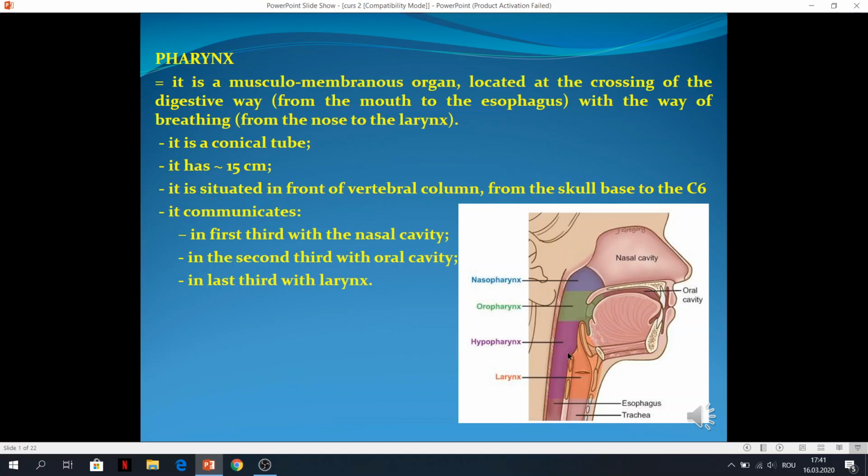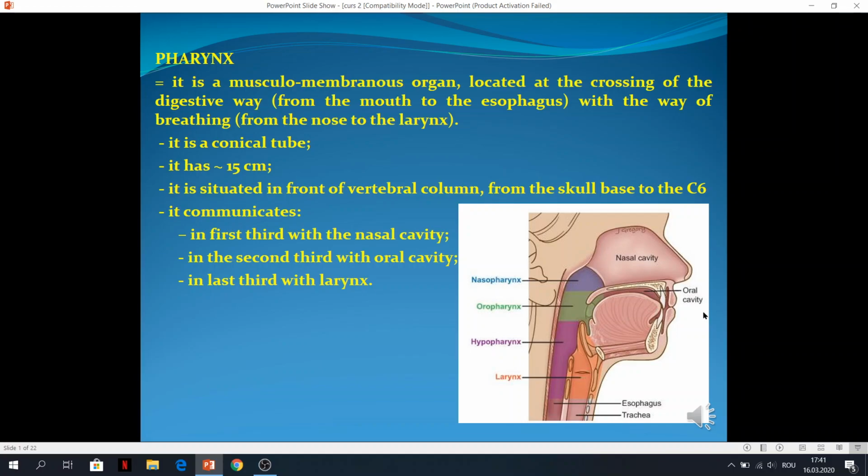If we take the pharynx, because of its position, we can consider it an organ which is a part of the respiratory system and at the same time a part of the digestive system. Let's see why. You can see that the pharynx can be divided into three parts: nasopharynx, oropharynx, and laryngopharynx. The name of each part is determined by its relations. So the nasopharynx is behind the nose, the oropharynx behind the oral cavity, and the laryngopharynx, or hypopharynx if you want, is located behind the larynx. The larynx is this part right here.